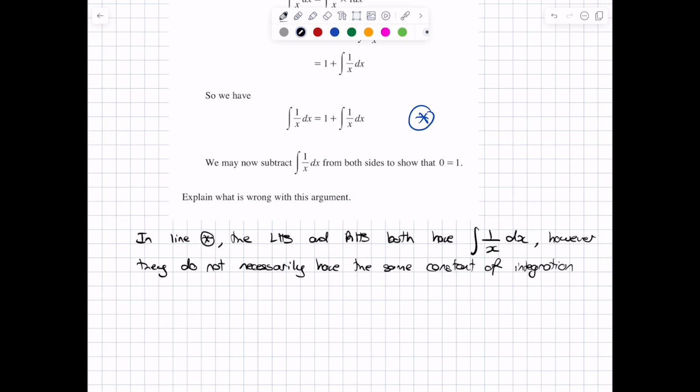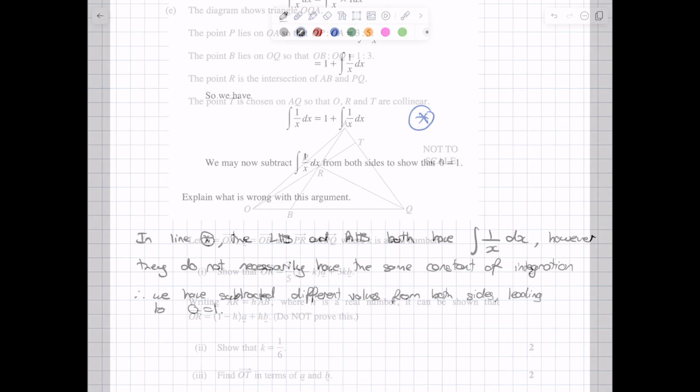And so therefore, we have subtracted different values from both sides, leading to 0 equal to 1. Okay, and that's the end of part D.